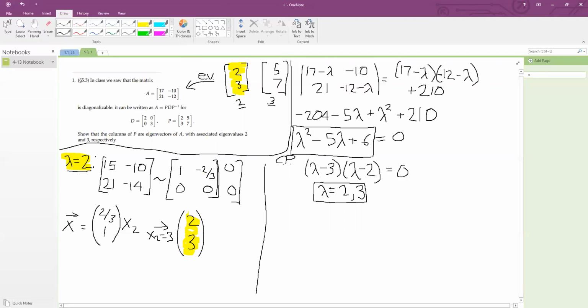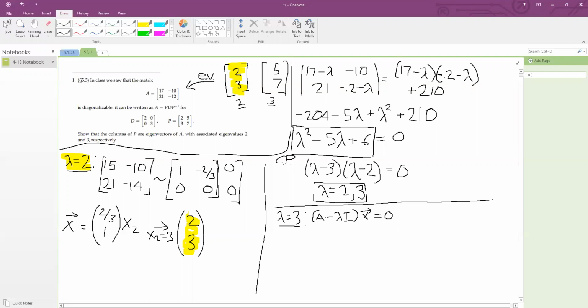Finally, we have our last part. Lambda is 3, and we're trying to show that the eigenvector for it is 5, 7, the second column. So again, remember, we're setting up this equation, I'll write it this time: A minus lambda I times x equals 0. And we're trying to find what this x is, or rather a basis for the x.